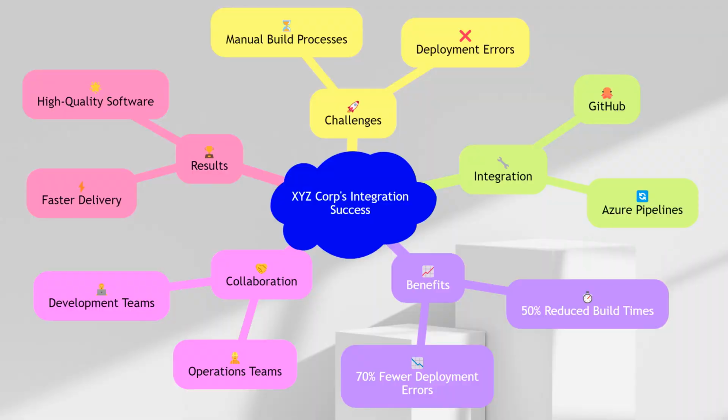Let's look at a case study of a company that successfully integrated GitHub with Azure Pipelines. XYZ Corp., a software development firm, faced challenges with manual build and release processes. By integrating GitHub with Azure Pipelines, they automated their CI/CD workflows, reducing build times by 50% and deployment errors by 70%. The integration allowed their development and operations teams to collaborate more effectively, resulting in faster delivery of high-quality software. This case study highlights the tangible benefits of integrating GitHub with Azure Pipelines.